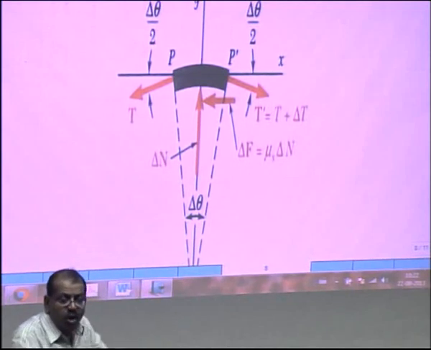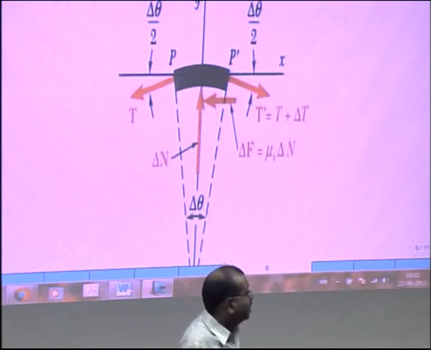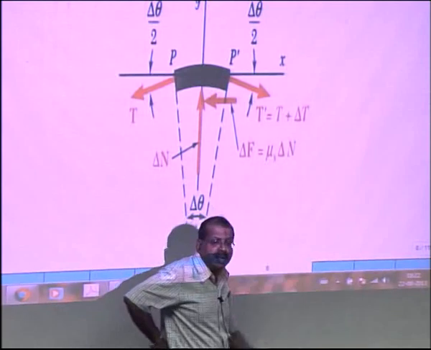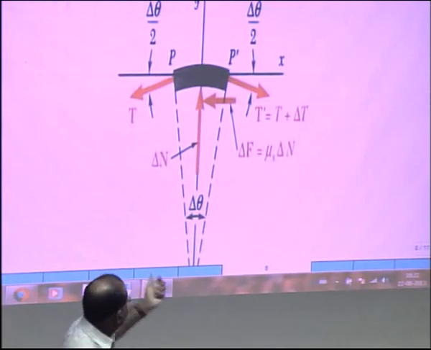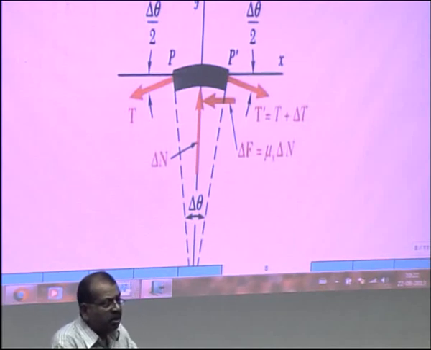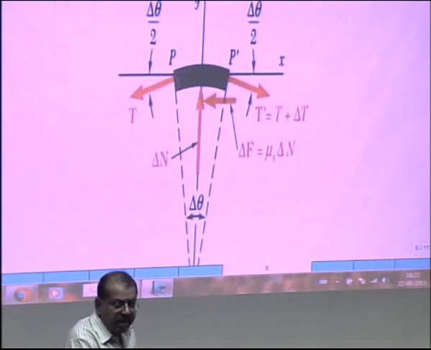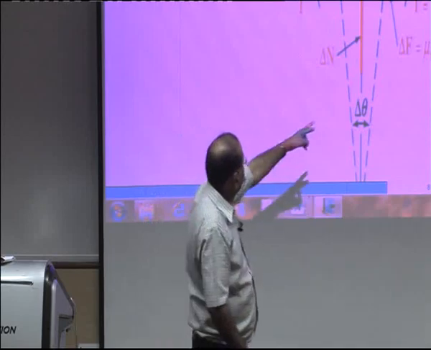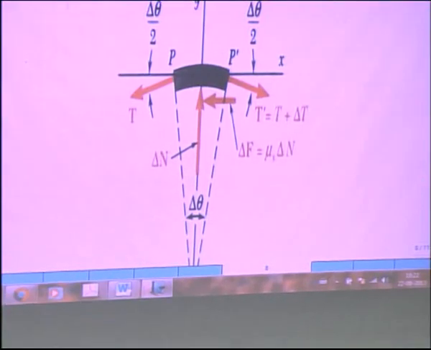So basically all the deltas represent forces on infinitesimal areas, and because this is just about to start sliding, this will become equal to mu s times delta N. If it is a case of no slip, then delta F will be less than mu s delta N, but when the belt is just about to slide, at that point it will be equal to mu s delta N. So, given these are the different forces acting.